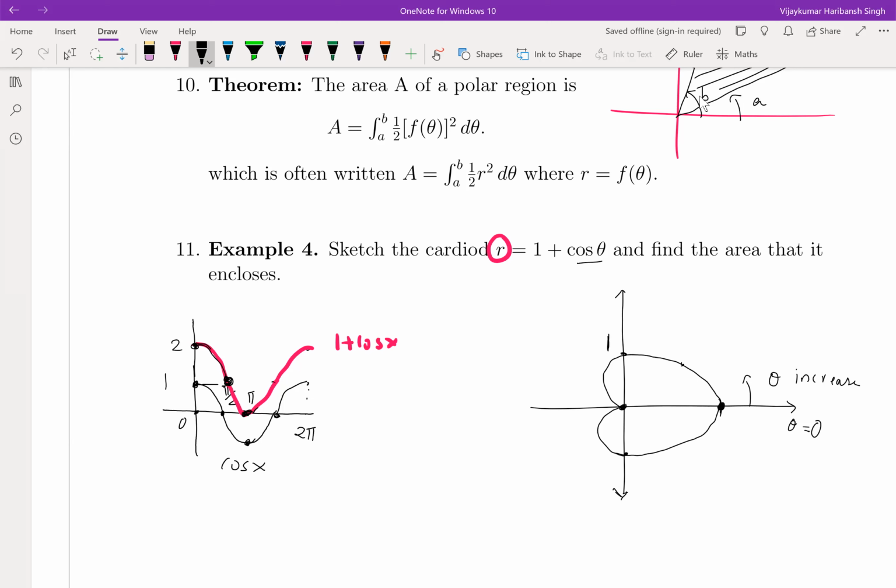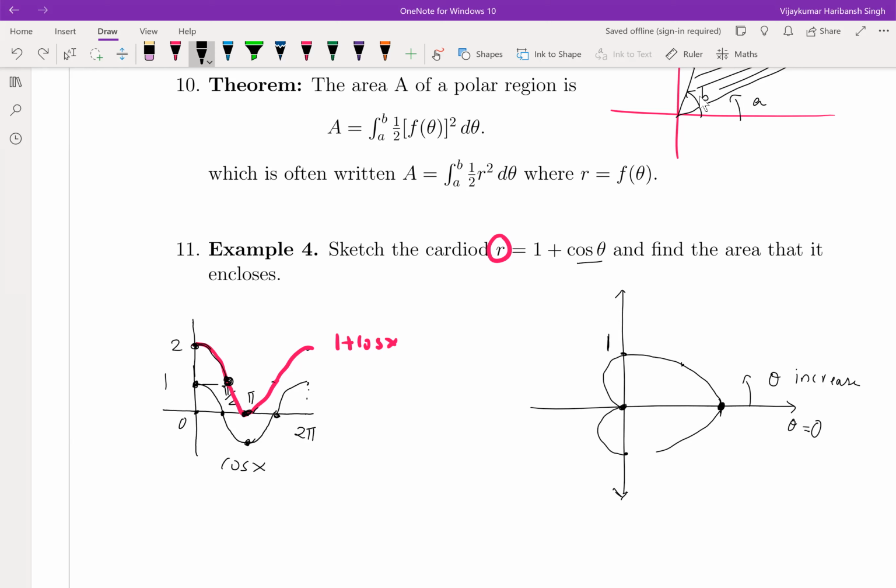Now note that r is the distance from the origin, right? So it's not x or y. So you're not going negative here. All right, that's something we should be sure about. Okay, so here's our cardioid, and we have drawn our cardioid successfully.